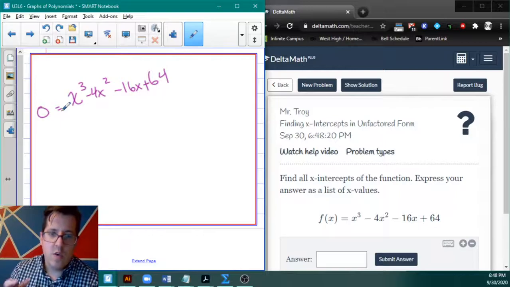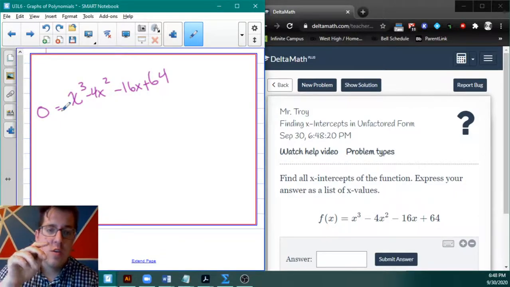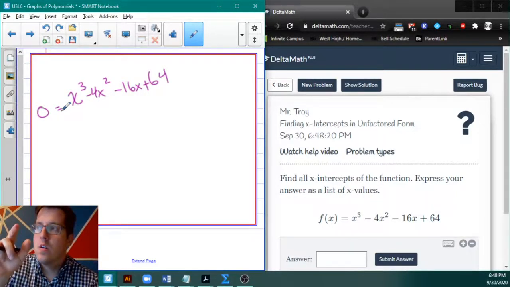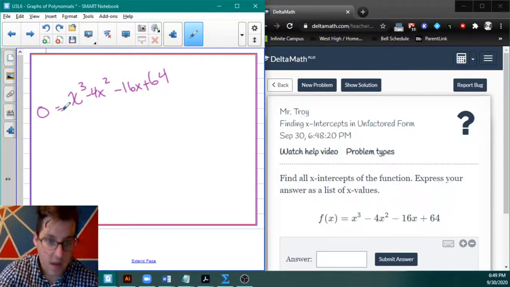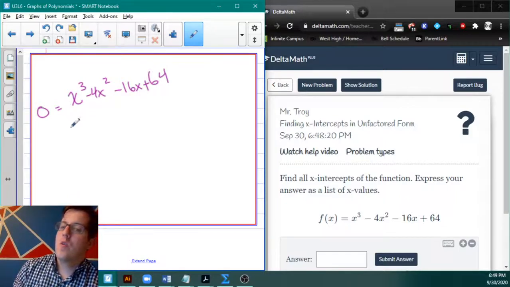Okay, when you're looking at this pattern, you can see the ratio of 1 to negative 4. So there's a sign change between the first two terms, and then the same thing with negative 16 to 64. That's a 1 to negative 4 ratio. That's kind of how you know you're going to be able to successfully factor by grouping. So I'm going to factor out an x squared, and I'm going to get an x minus 4.